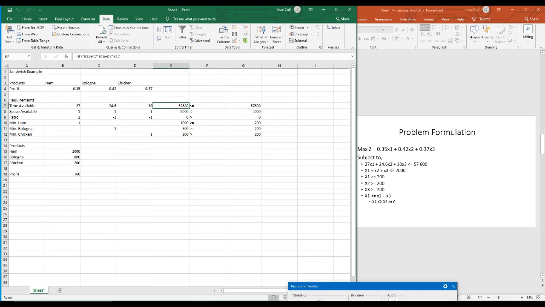We have enough time. We know from the ratio that we have to make at least as many ham as bologna and chicken together. Bologna and chicken together are 1,000, so ham is at least 1,000. And finally, there's 200 of each type of sandwich. So this is correct also. If we follow this system, we're going to generate a profit of $760, which for us is our optimal choice.